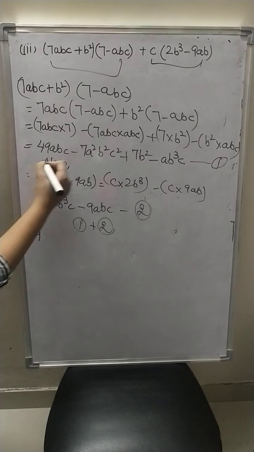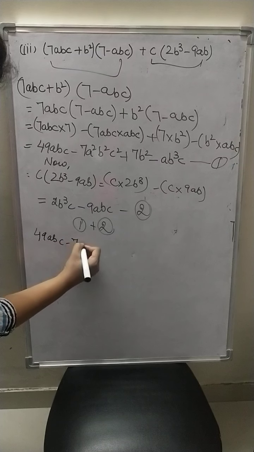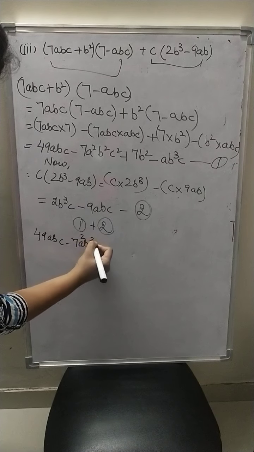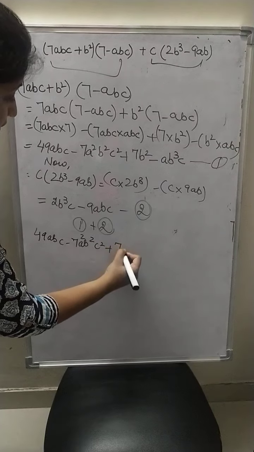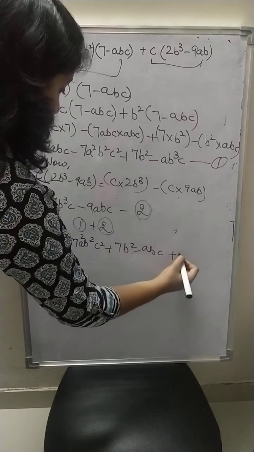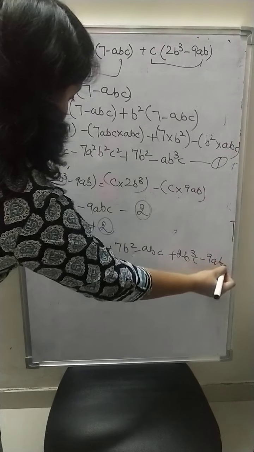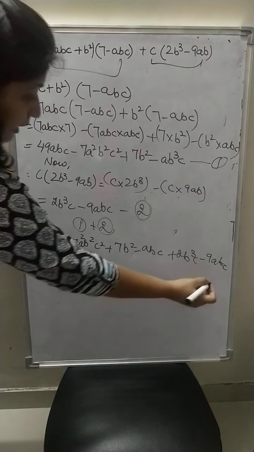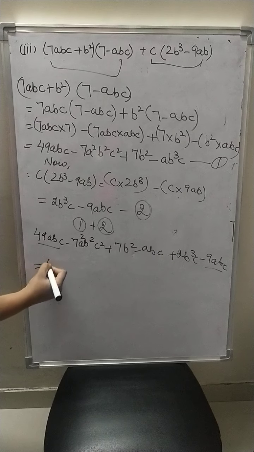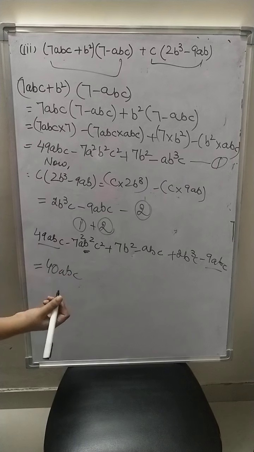So first we write 49abc minus 7a square b square c square plus 7b square minus abc, then plus 2b cube c minus 9abc. Now 49 and minus 9 will give us 40abc. This has no partner.